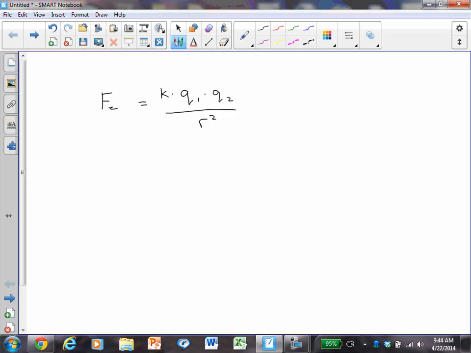So what makes it attractive? What makes it repulsive? So what about the charge makes it attractive? Okay, opposite charges attract, right? What makes it repulsive? Same charges, yes.